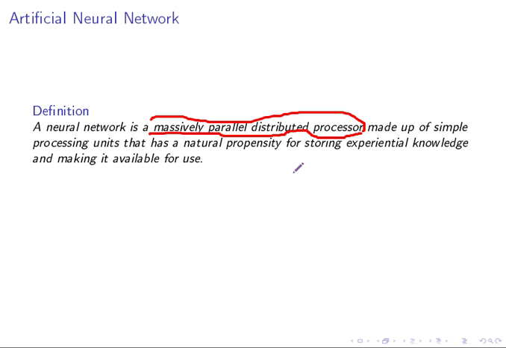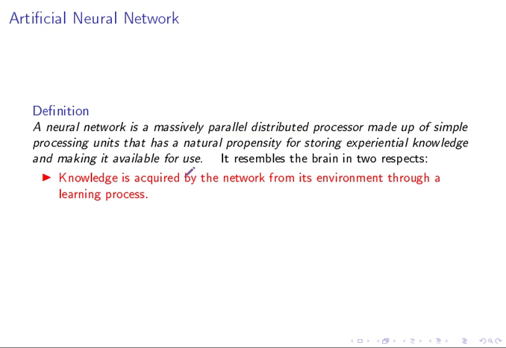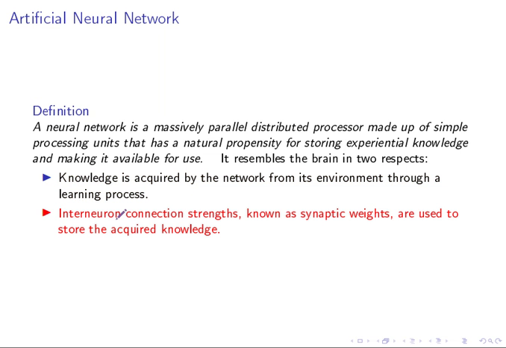So artificial neural network is nothing but emulating our biological neural systems in software. An artificial neural network is defined as follows. A neural network is a massively parallel distributed processor made up of simple processing units that has a natural propensity for storing experiential knowledge and making it available for use. It resembles the brain in two respects. Knowledge is acquired by the network from its environment through a learning process. Interneuron connection strengths, known as synaptic weights, are used to store the acquired knowledge.